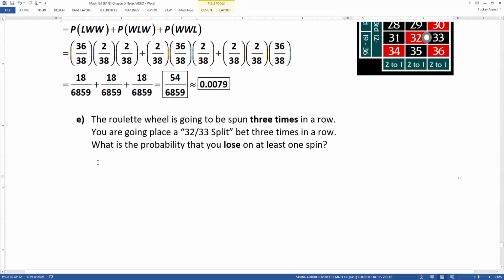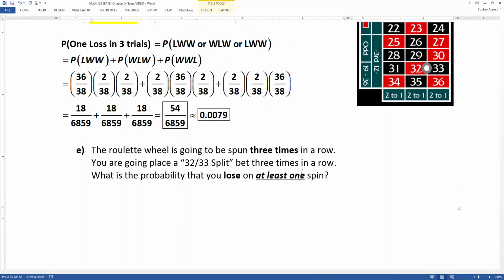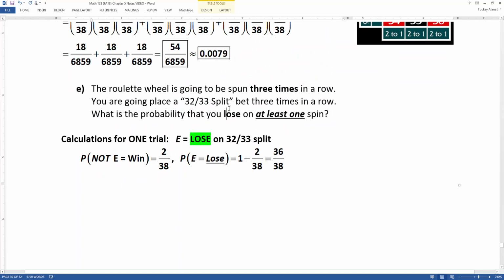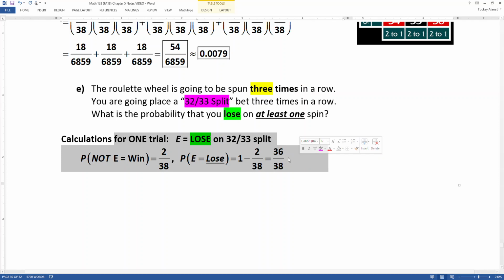All right, so now the roulette wheel is going to be spun 3 times in a row. So far, this is all looking the same, except it's got the at least 1 bit right here. So that means that we're back into our rule. Since we're interested in loss, it's still that event E is losing, 36 out of 38. Event not E, the complement, is winning, which again might seem backwards, but it just depends on your perspective. And we're still looking at a 32-33 split, so I can still use the numbers I found before, which is 36 out of 38 for loss and 2 out of 38 for win.